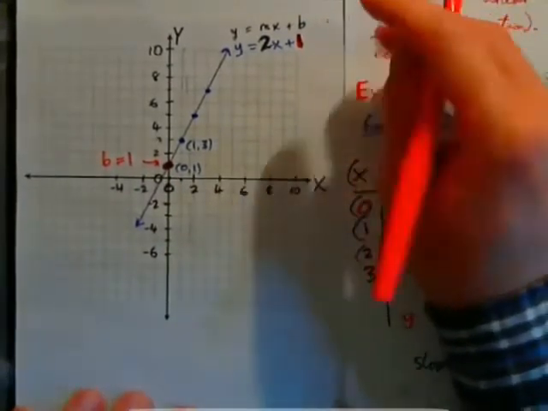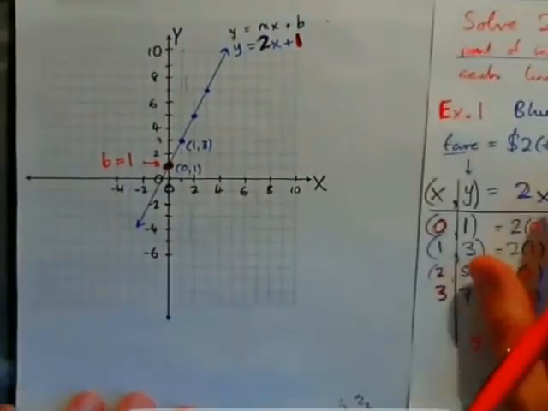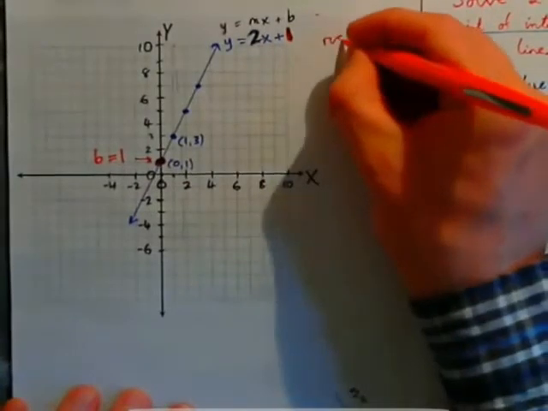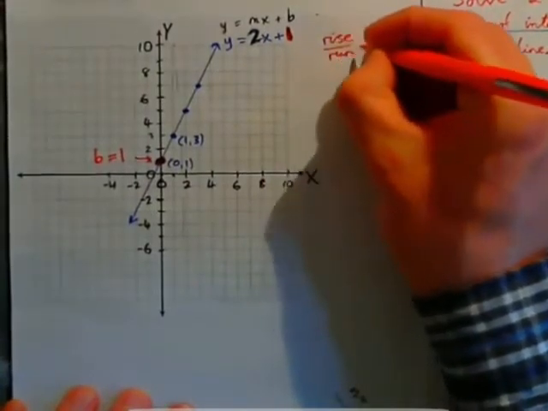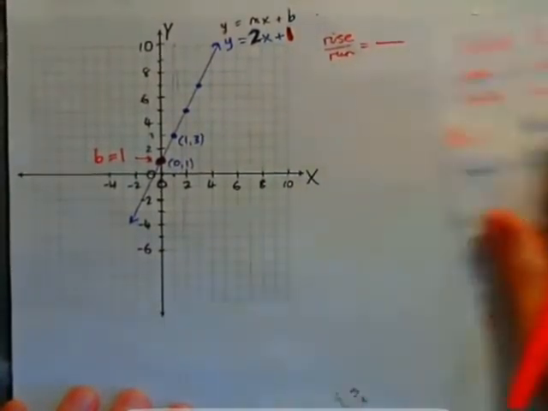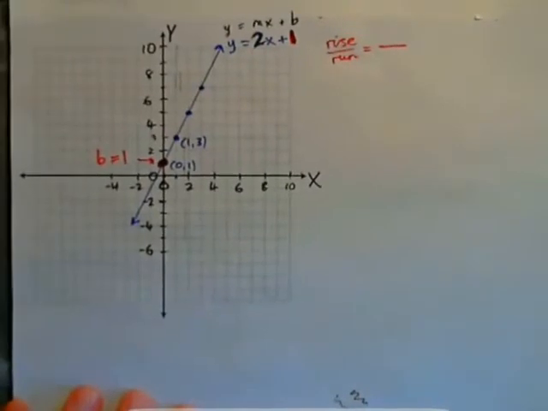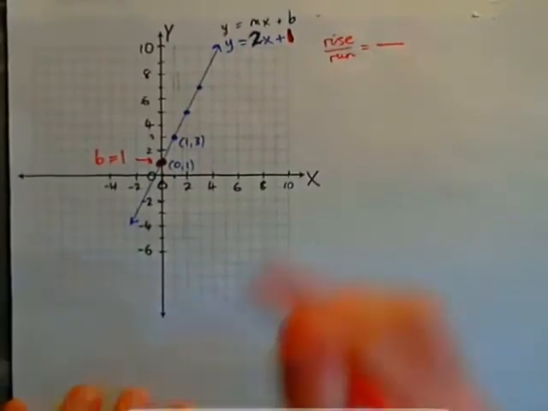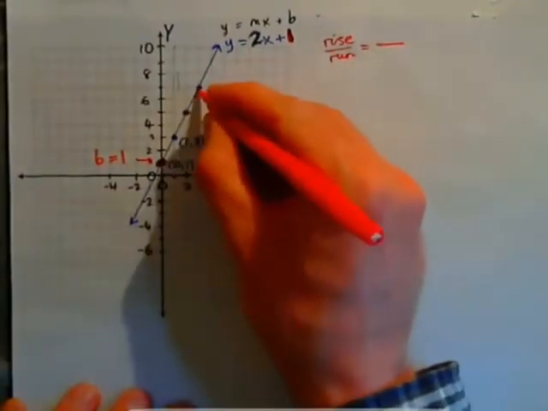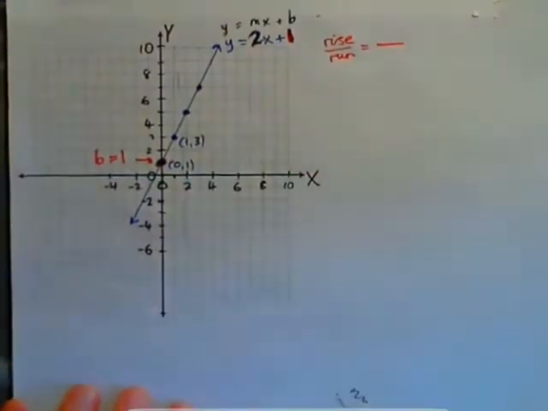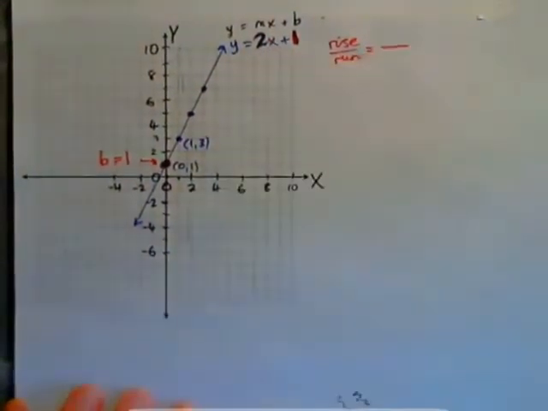Think about the slope. The slope is rise over run. Okay, I'm just checking that the slope is 2. The slope should be 2 from the equation. If I take two random points on the line, for example this point and this point, it should work out to be 2 because that's what my equation says.